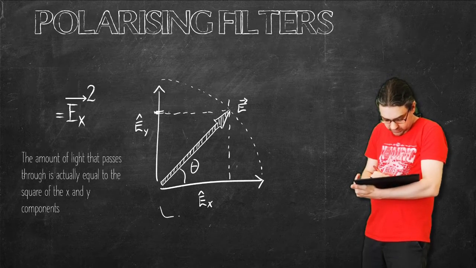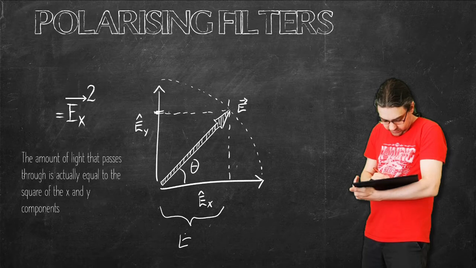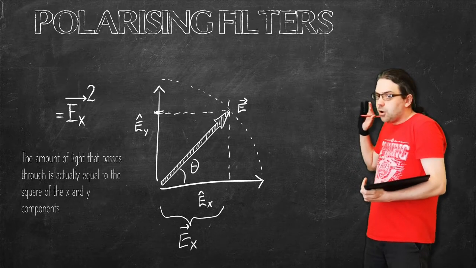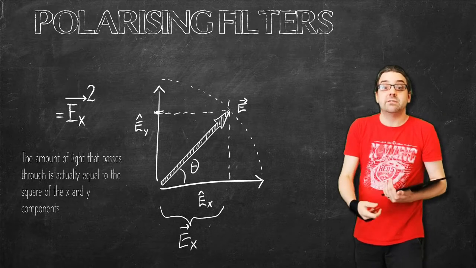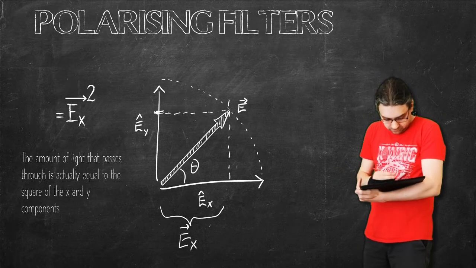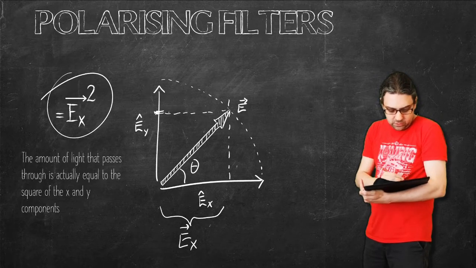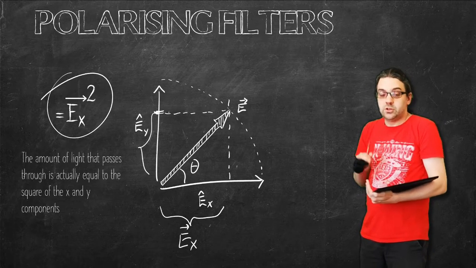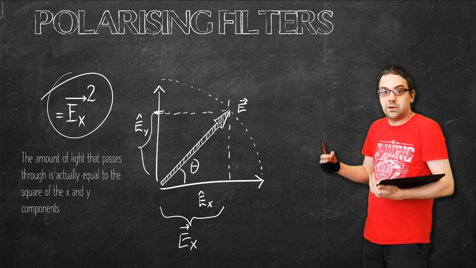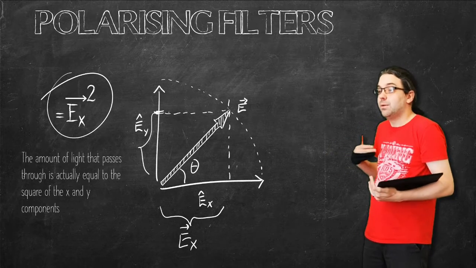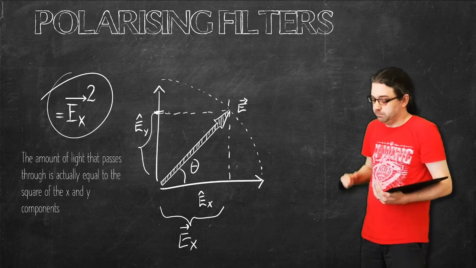So if that length there is our vector in the x direction, that squared is the intensity of light that fits through. The remaining intensity of light on that side is absorbed. So that's how we break vectors down into their basis components, and that can help us understand how much will pass through a polarization filter.